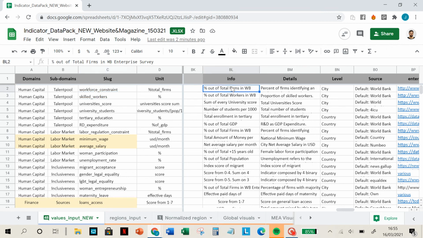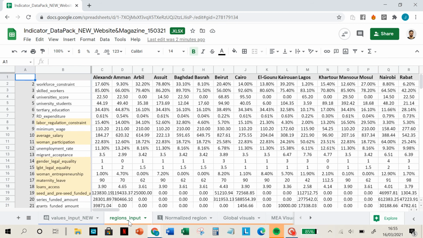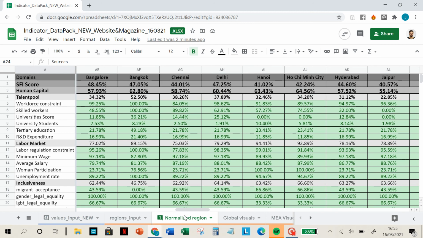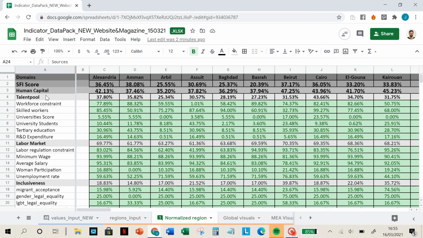And at the end of the list of the cities, you have some more information on the indicators. So you have some info here, some more detailed info here, and you have the scope of the study. In this case, this indicator is a city level indicator. You have the source and the link of the source if you want to go and get deeper. This one is mainly for formulas, and in here you can actually see, in the normalized region, the scores.